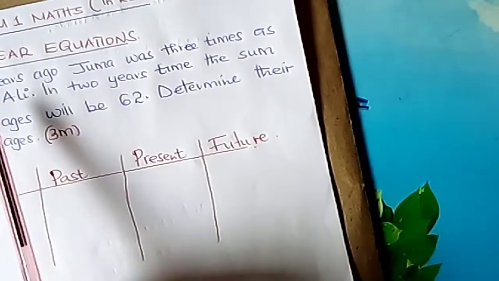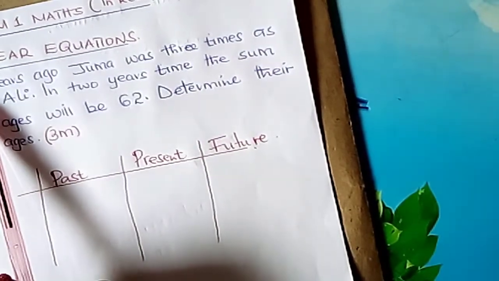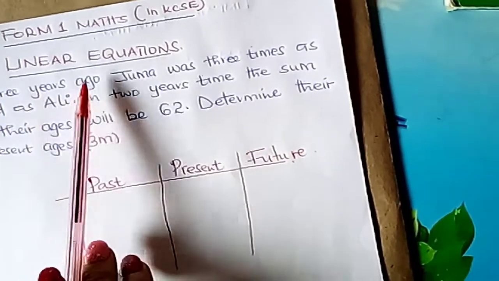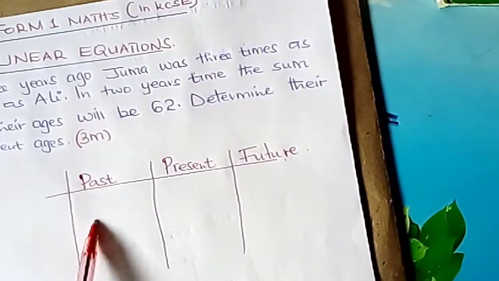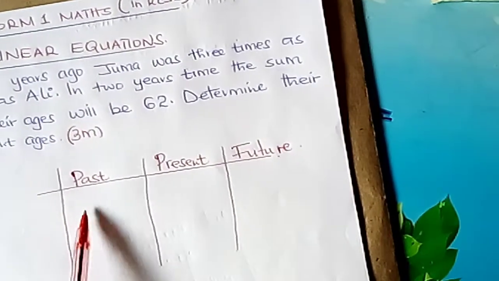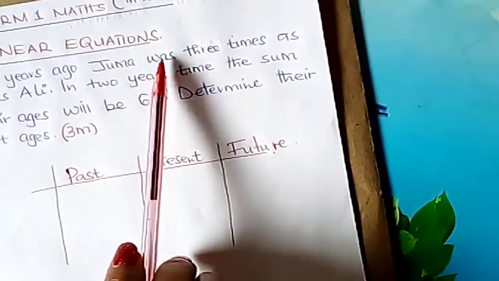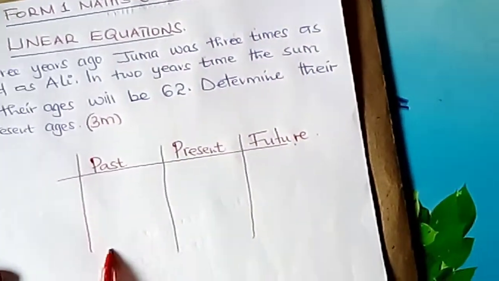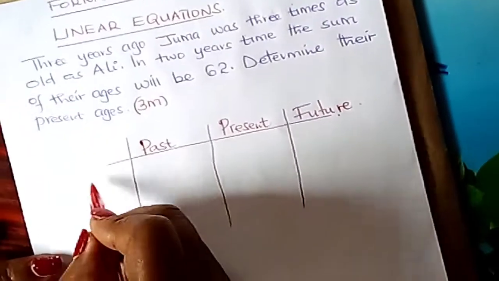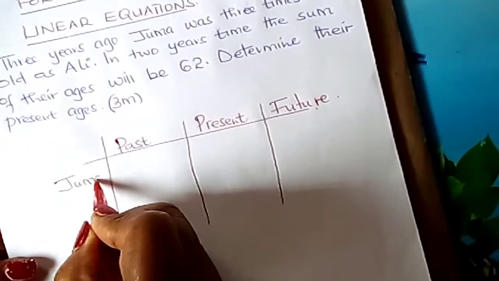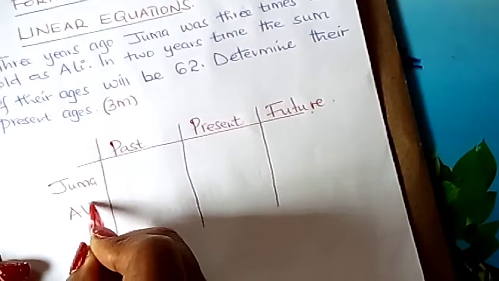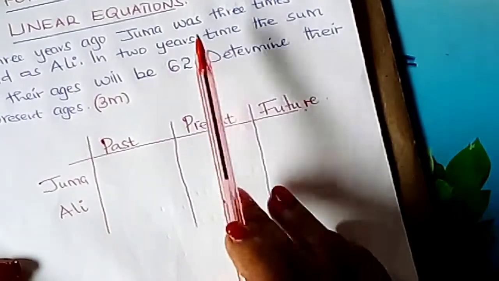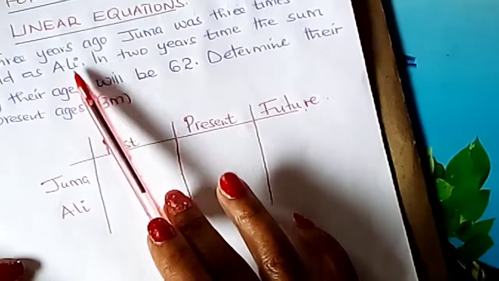Then you go now to your first sentence, learner. It will tell you where to go in this table. You are told 3 years ago. So that is past tense. So you come here. 3 years ago, Juma was 3 times as old as Ali. So you start with this column. Here you write Juma and here you write Ali.